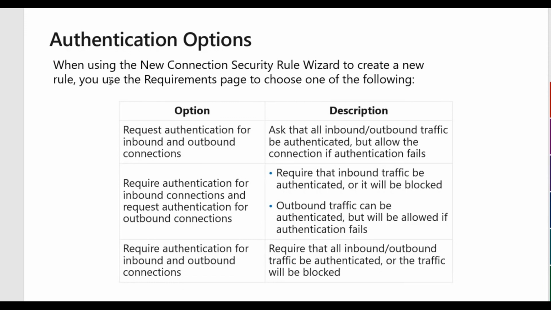Authentication options. When using the new connection security rule wizard to create a new rule, you use the requirements page to choose one of the following options. Request authentication for inbound and outbound connections. Description: ask that all inbound and outbound traffic be authenticated, but allow the connections if authentication fails.